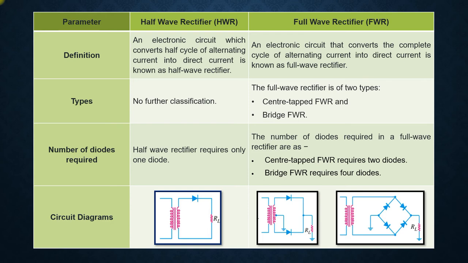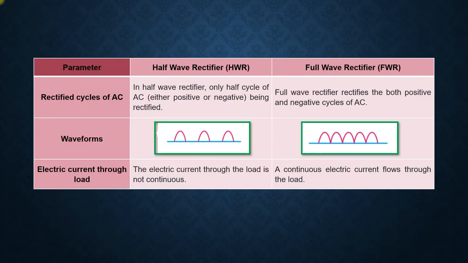Let us move forward to know some more differences. Coming to rectified cycle of AC. In half wave rectifier, only half cycle of AC is rectified. This part we have already seen. Half means either positive or negative. But coming to full wave rectifier, both the cycles are rectified and corresponding waveforms are also shown here. If I want only the positive half cycle to be rectified, it is rectified like this, but whenever the negative half cycle is coming, it's not rectified and it is kept as zero. So this is the output waveform of the half wave rectifier.